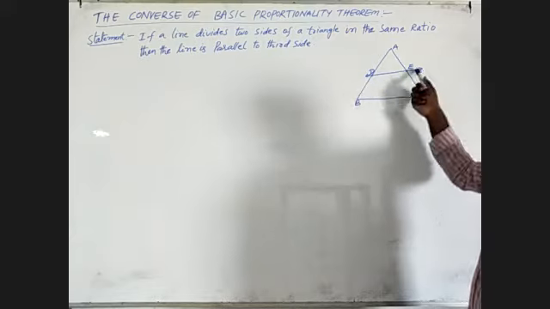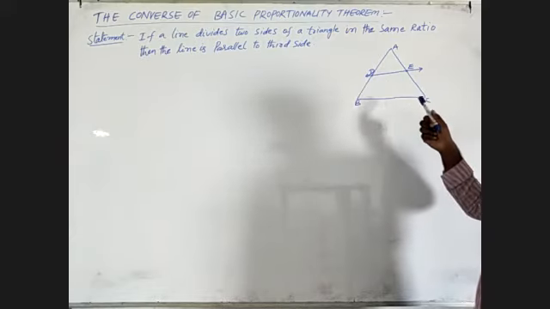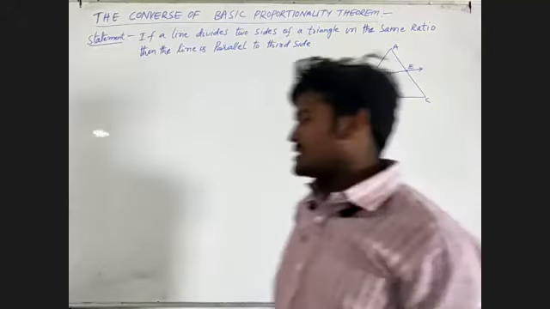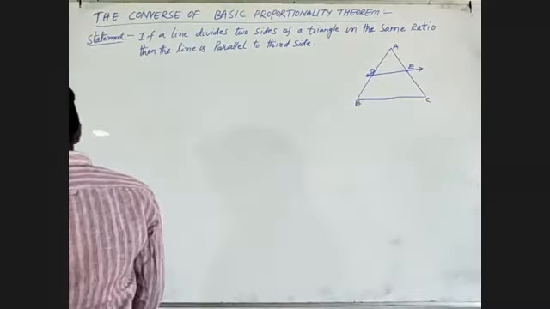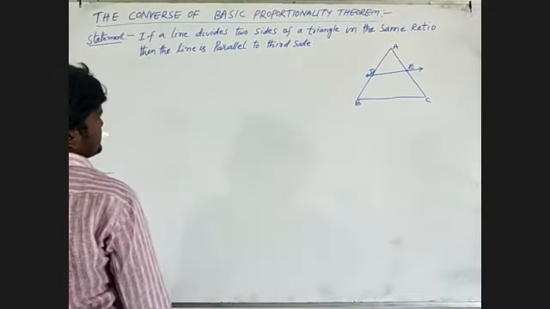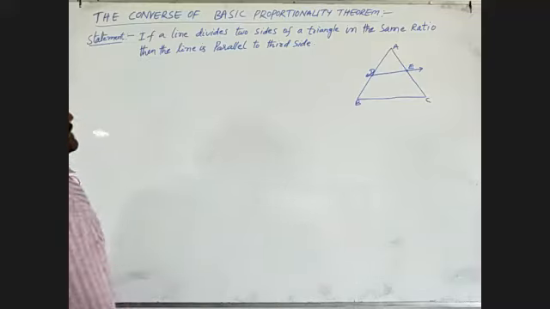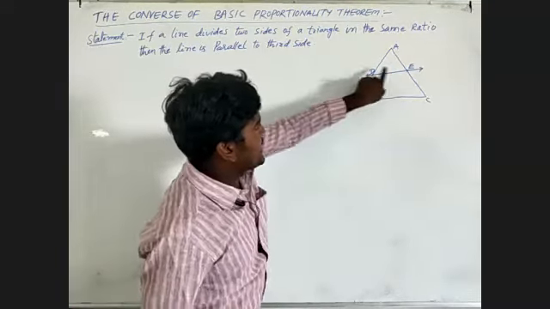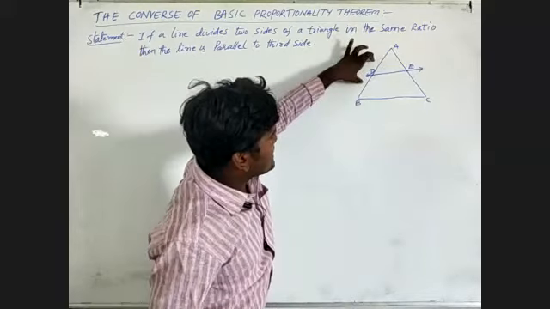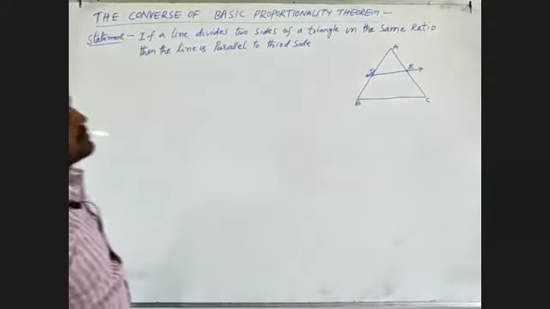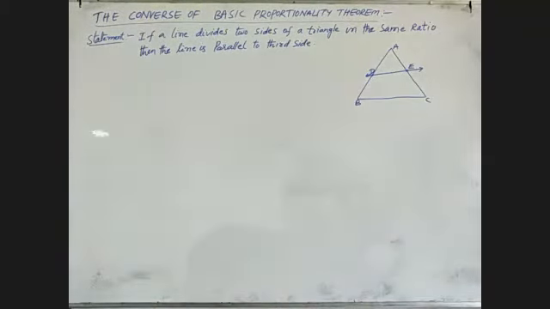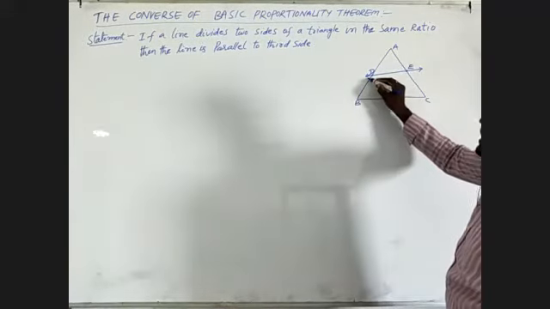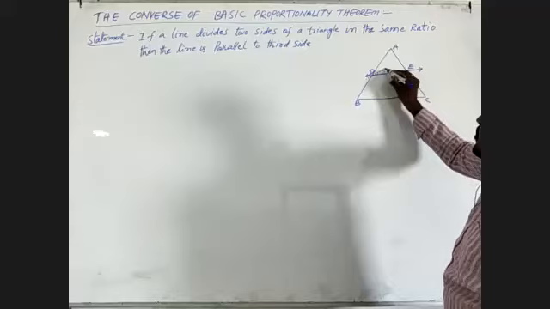Already DE is parallel to BC. We will take one more parallel line with DE. That will be taken. This is the given statement: if a line divides two sides of a triangle in the same ratio, then the line is parallel to the third side. Meaning that I will take one line.